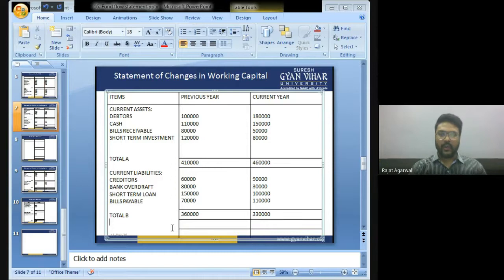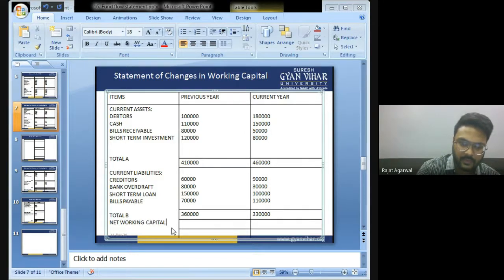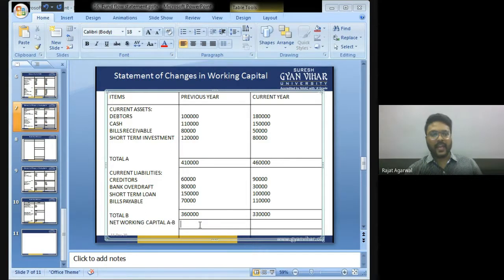Now we will calculate net working capital, that is A minus B. So 4 lakh 10,000 minus 3 lakh 60,000, that is 50,000. Then 4 lakh 60,000 minus 3 lakh 30,000, that is 1 lakh 30,000.